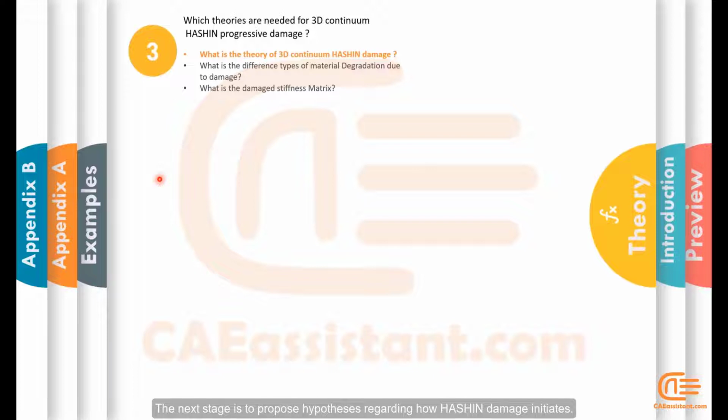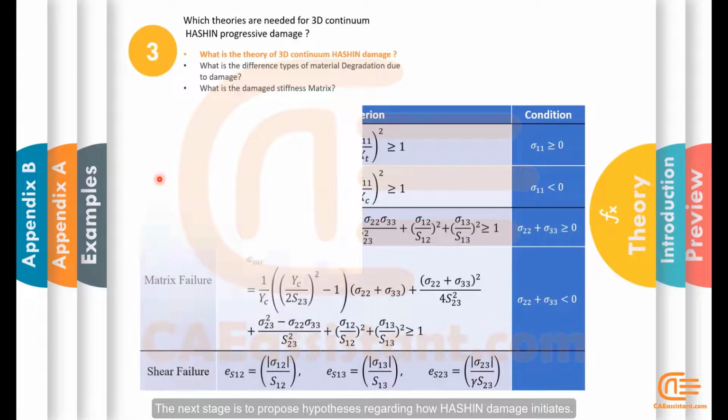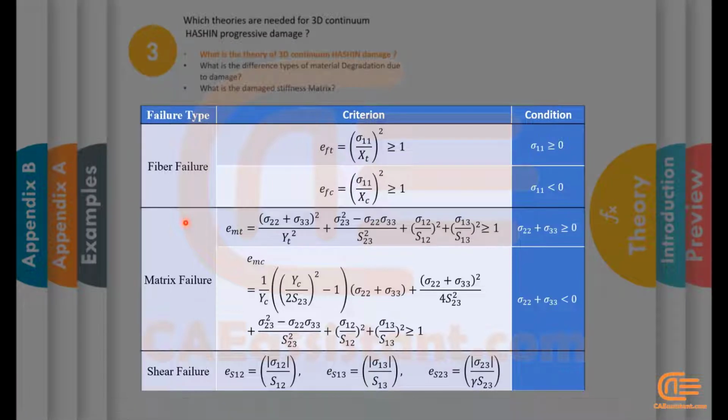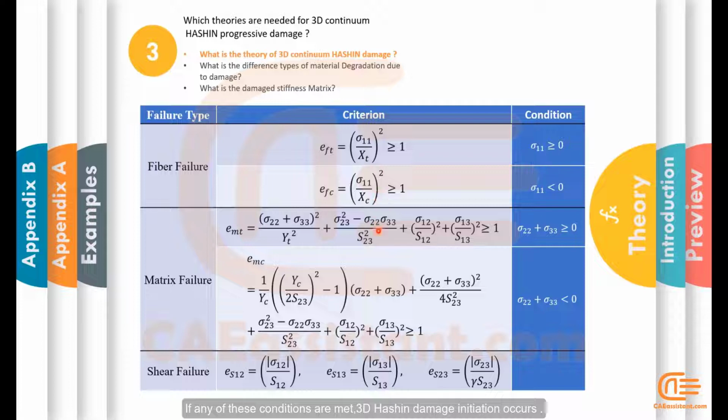The next stage is to propose a hypothesis regarding how Hashin damage initiates. The fiber failure and matrix failure formulas are presented in both tensile and compressive states. If any of these conditions are met, 3D Hashin damage initiation occurs. Another criterion which has been added to complete the damage initiation mode is shear failure, which will occur as the shear stress to shear strength ratio increases.